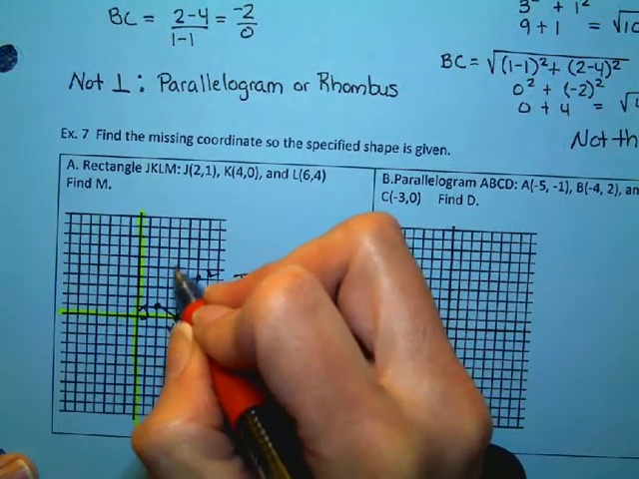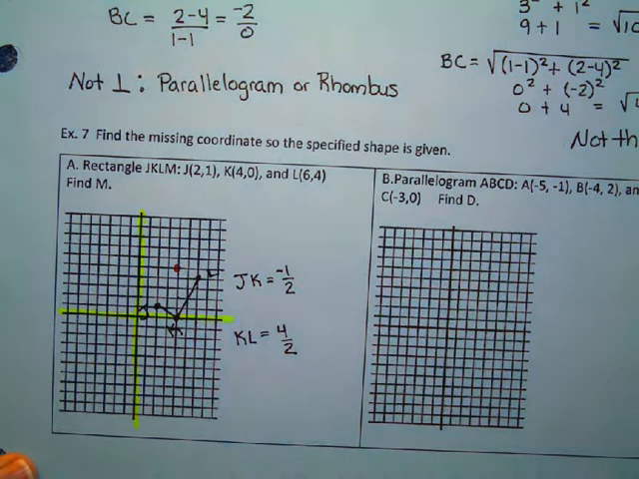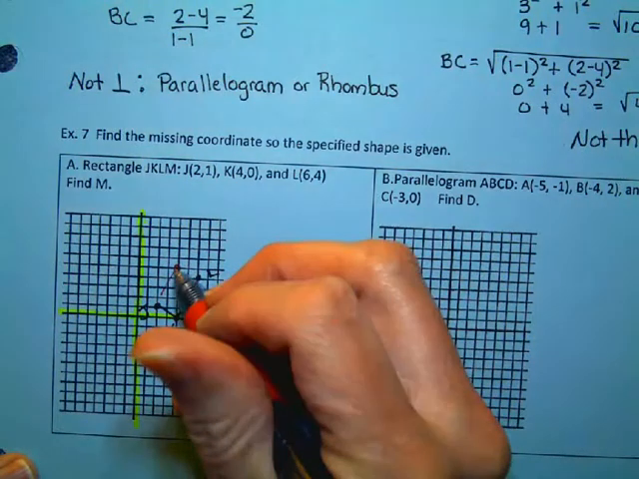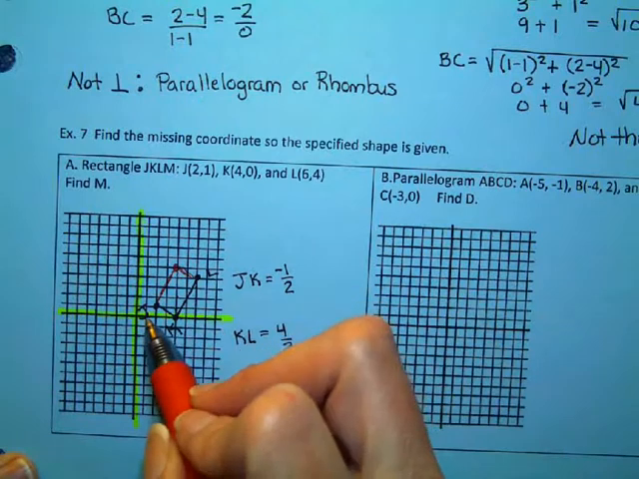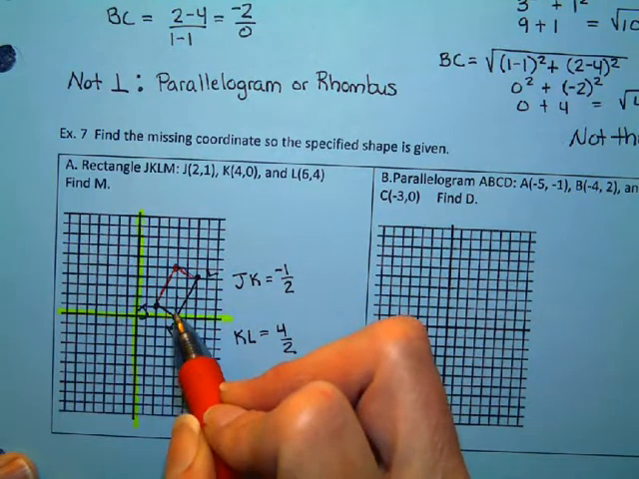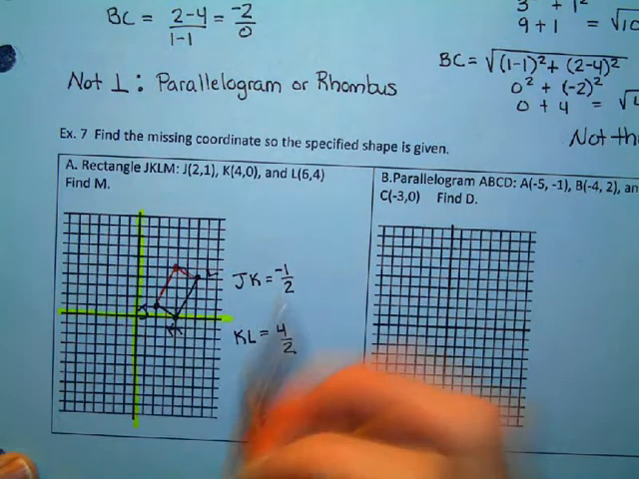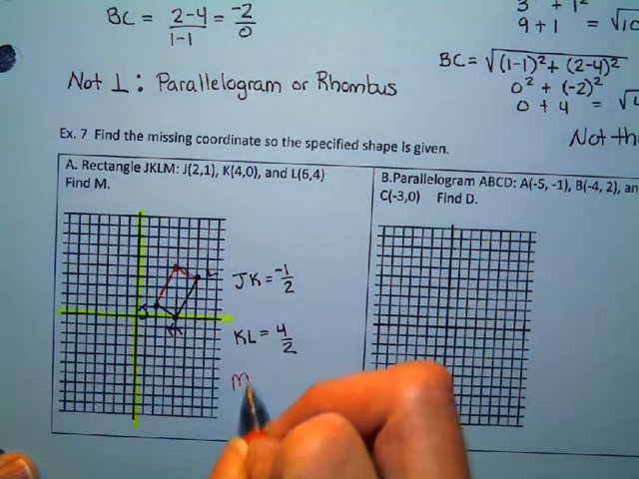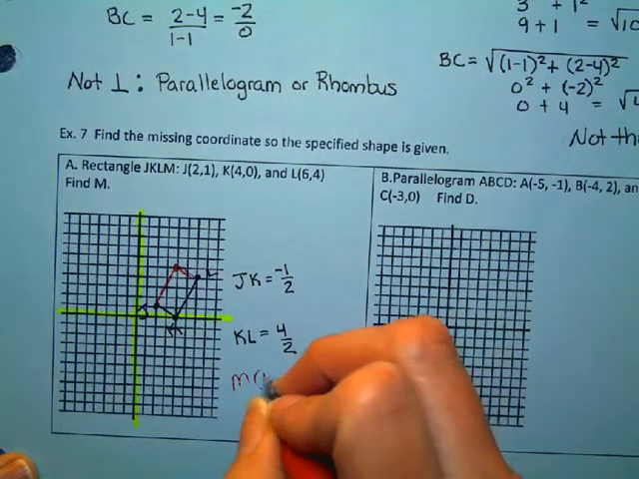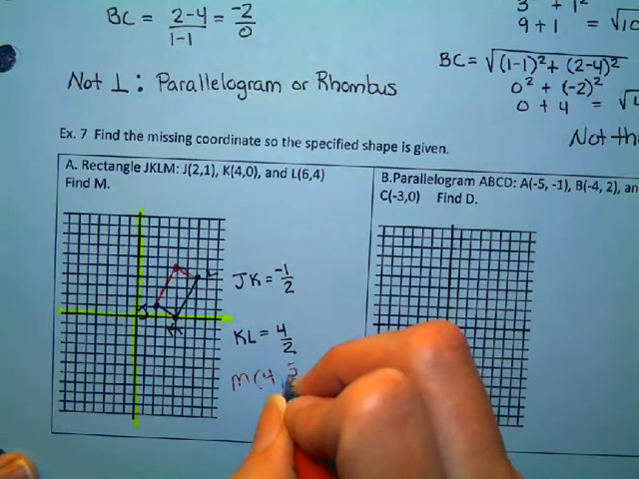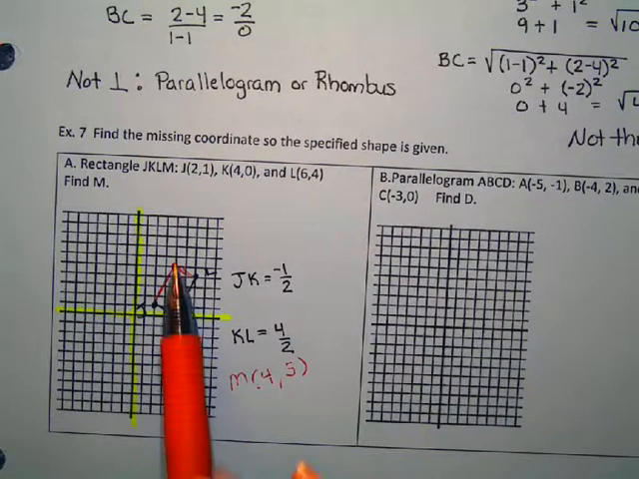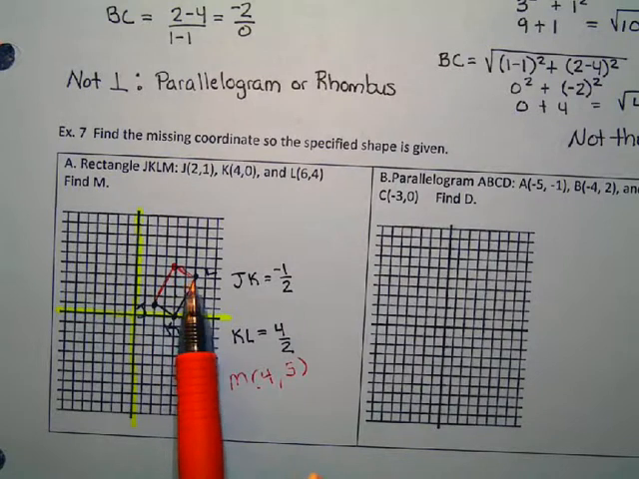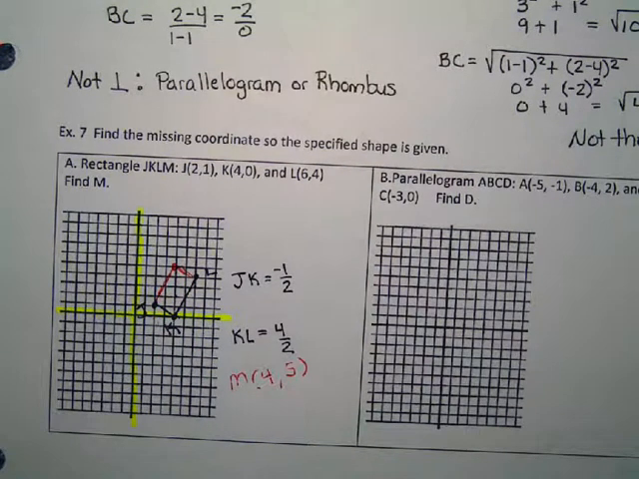Let's see if that works. So this point here would be 1, 2, 3, 4. 1, 2, 3, 4, 5. So 4, 5 would be where that would be located. If you want to check it, you could check to make sure this slope, down 1 over 2, matches this slope. So you have opposite sides are parallel, or perpendicular for this one.